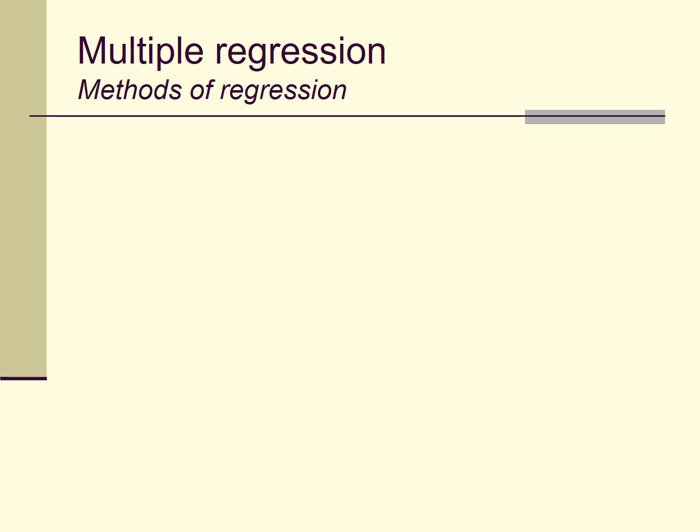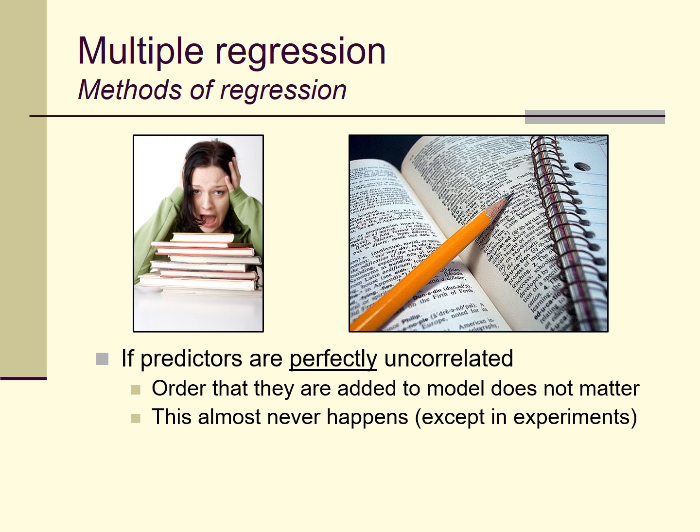At this point, it's important to note that if our predictor variables are perfectly uncorrelated, that is, if they are orthogonal to each other, then the order that we enter them into our augmented models doesn't matter at all. This doesn't happen very much in non-experimental research, because often in psychology, most stuff we study is at least a little bit correlated with most other stuff we study.